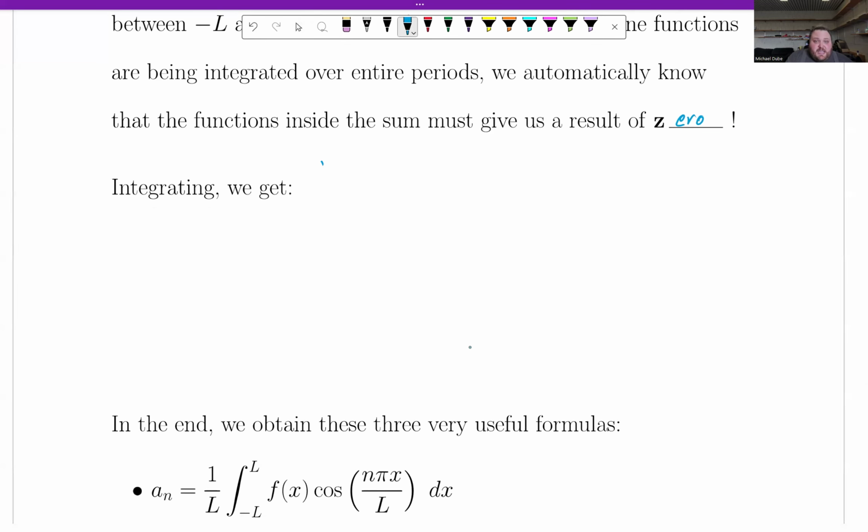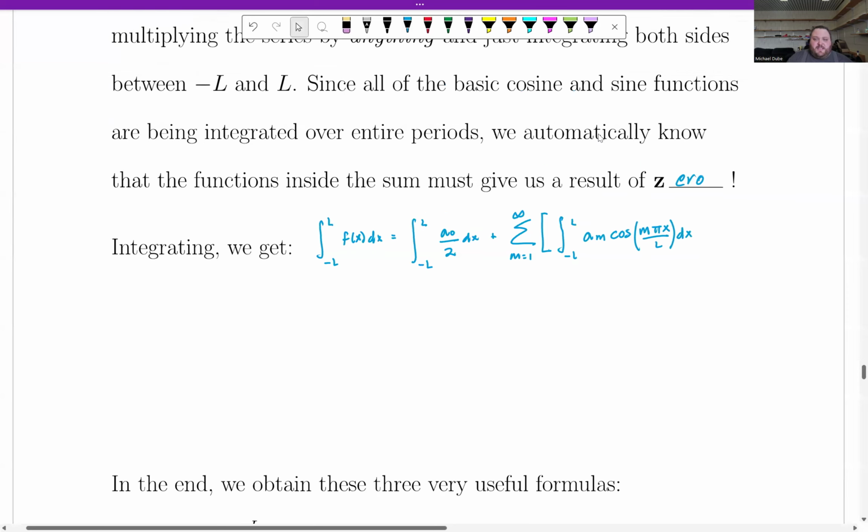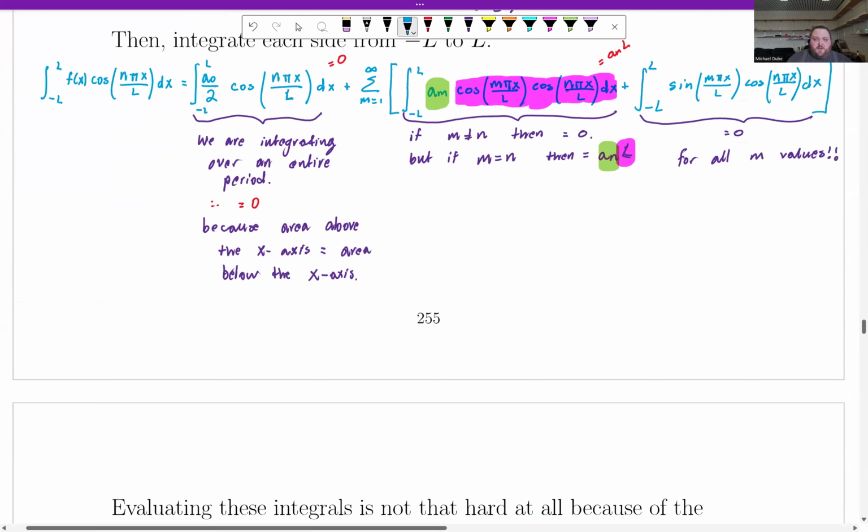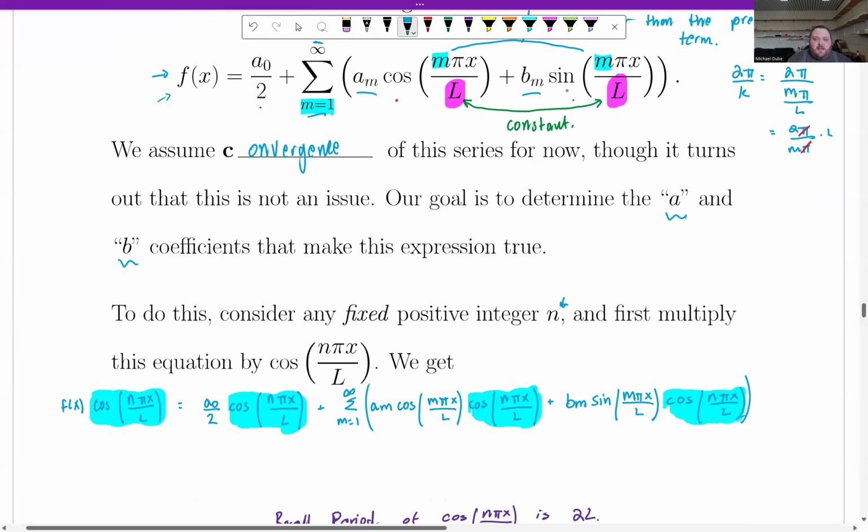Integrating, we get, so the integral from negative L to L of f of x dx is equal to the integral from negative L to L of A naught over 2 dx plus the sum from m equals 1 to infinity of the integral from negative L to L of A m cos m pi x over L dx. Let me just make sure I got that right. Scroll up a couple pages. A m cos m pi x over L. Yeah.